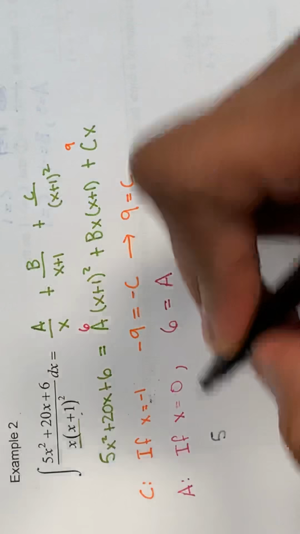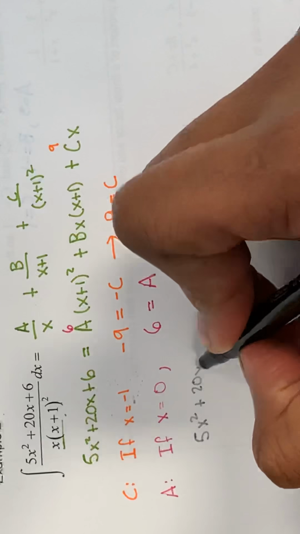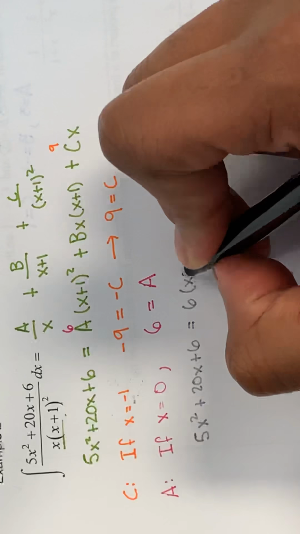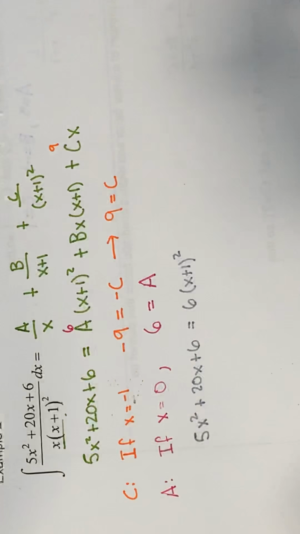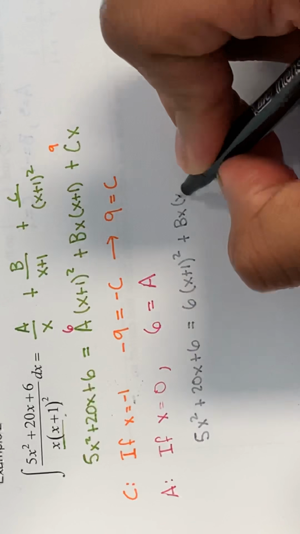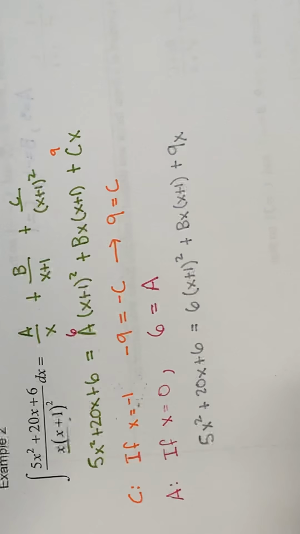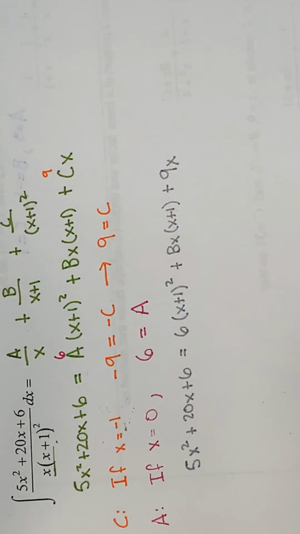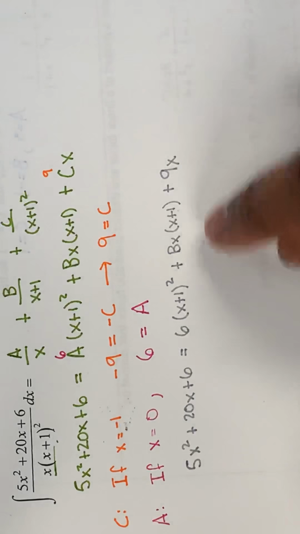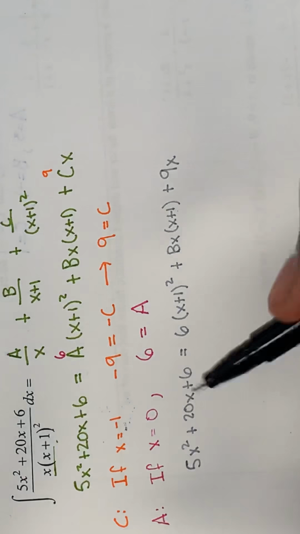So now we're going to replace A and C and choose some value of x that isn't -1 or 0, and then just solve for B. So we'll have 5x squared plus 20x plus 6 equals 6 times (x plus 1) squared plus Bx times (x plus 1) plus 9x. So as long as we don't choose -1 or 0, we can solve for B because we won't eliminate any terms. So let's choose a value like x equals 1.